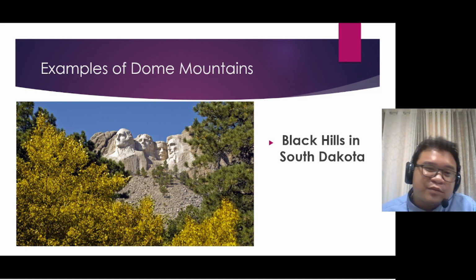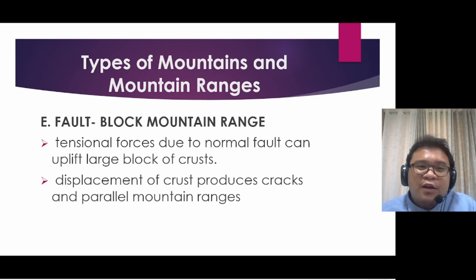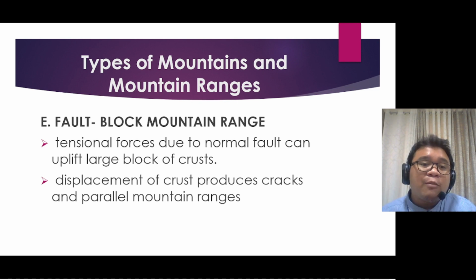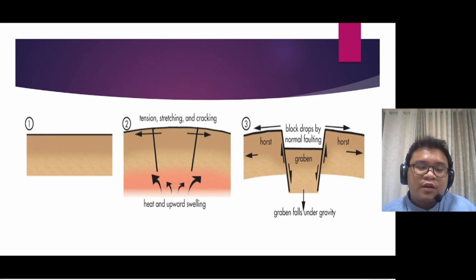Okay, so another type is what we call the fault block mountain range. The fault block mountain range is a type of mountain that is formed because of the tensional forces experienced by the rock due to the normal fault, which could uplift a large block of crust. And the displacement of crust produces cracks and parallel mountain ranges. Like this is how a typical fault block happens.